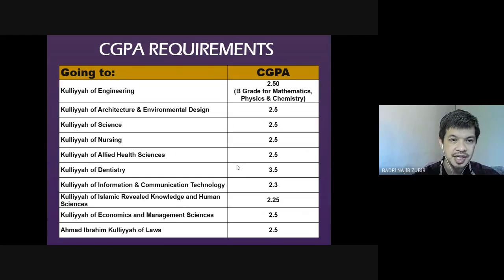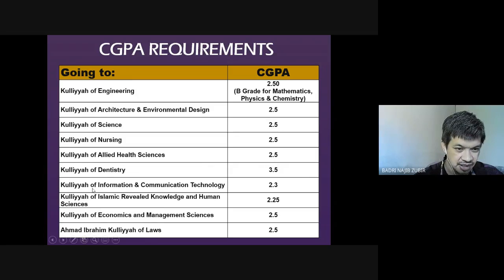So now this is the CGPA requirements for your ending CGPA in the foundation program. So if you are currently in, let's say, foundation in engineering, but you fail to achieve this CGPA of 2.50, you only achieve 2.48, what will happen? You cannot go to engineering. So if you cannot go to engineering, where can you go? Which faculty can accept 2.48?